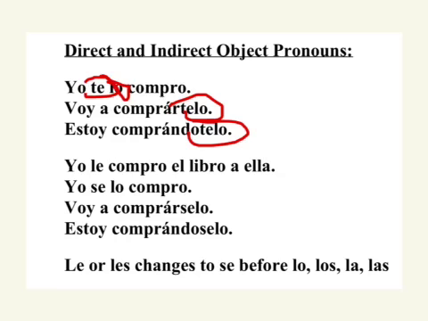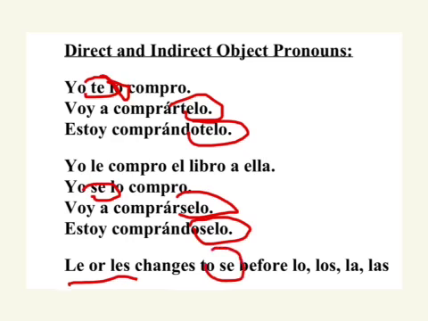The indirect object pronouns le or les change to se before lo, los, la, or las. So when I say compro el libro a ella, I buy the book for her. Notice that the le changes to a se, and I say se lo compro. Or if I attach both pronouns, I say voy a comprárselo. Or if I attach them to the present participle, I say estoy comprándoselo. So again, the le or the les changes to se before lo, la, los, or las.